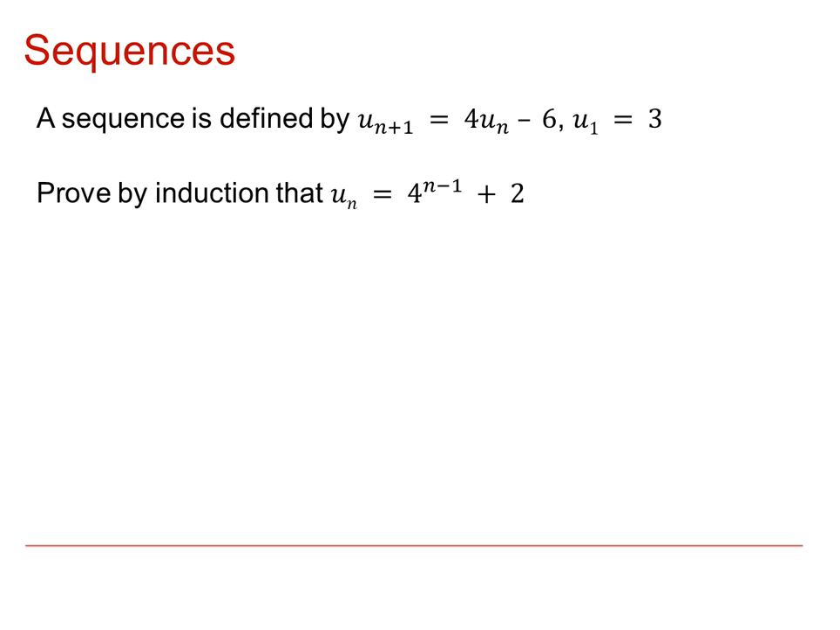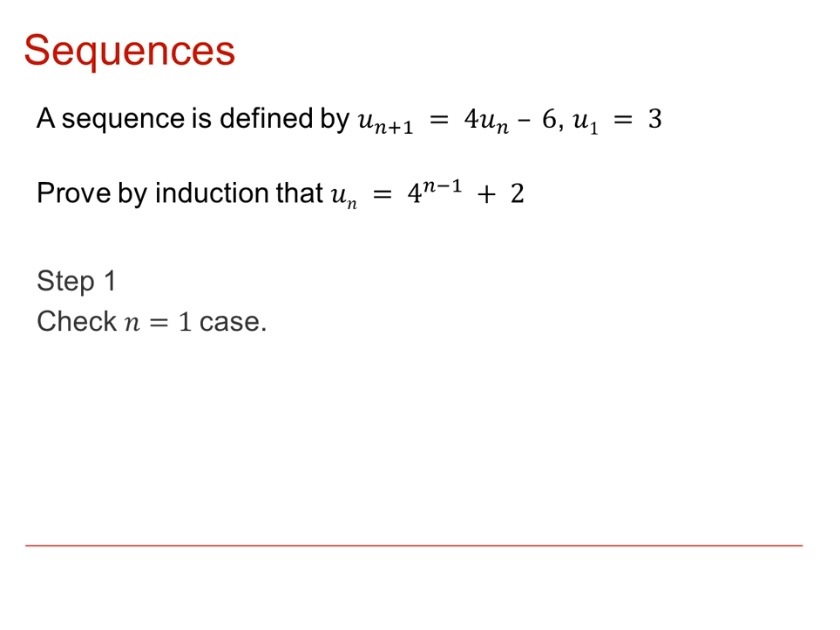Now a question involving sequences: a sequence defined by an inductive definition, u n plus 1, where the next term is 4 times the term before minus 6, so 4un minus 6, and we're told that the first term is equal to 3. What we want to show is that the general term, the nth term, is equal to 4 to the power n minus 1 plus 2. And we want to do that by induction. So again, the three steps. The first step is to look at the case when n is equal to 1.